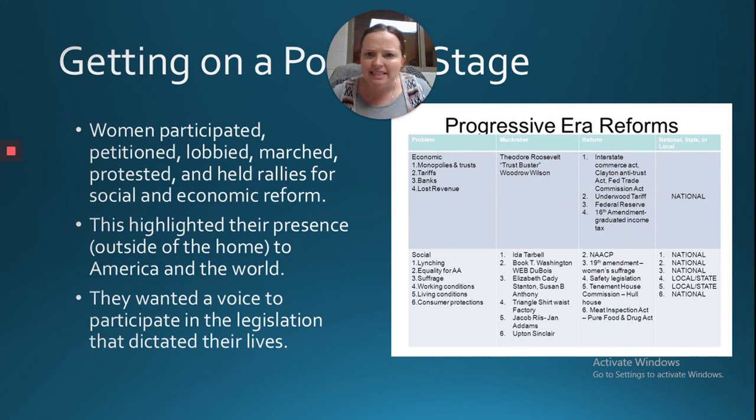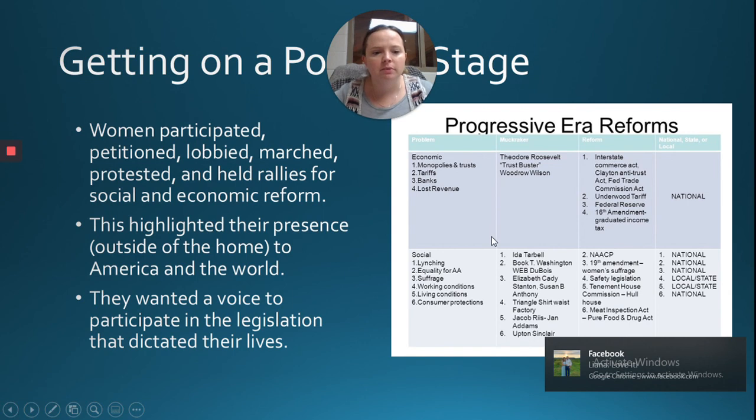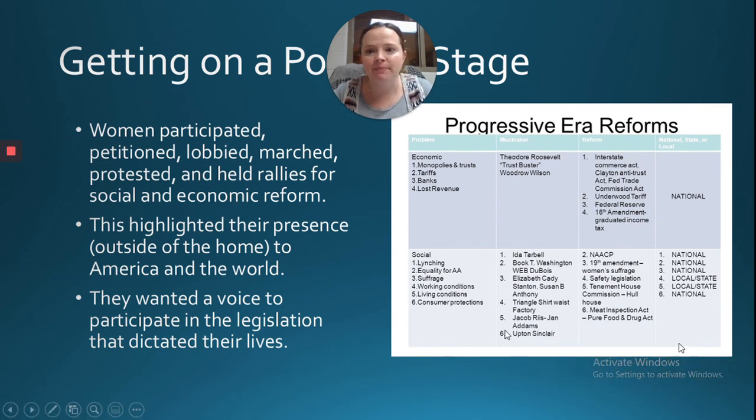We do the same thing today, like when we try to market and get well known in the community. That's what they were doing. They were trying to get their message out there. So it highlighted their presence, and they wanted a voice to participate in the legislation that dictated their lives.